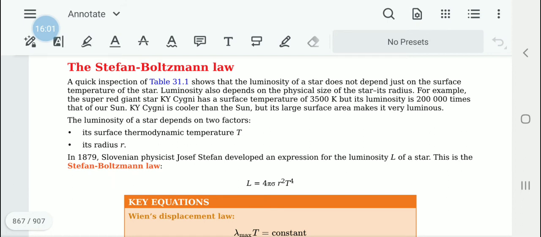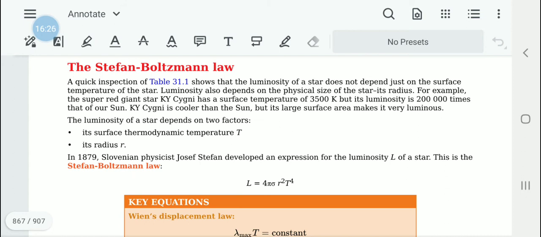So if we have properly understood this, it is not only the surface temperature of the star that the luminosity is going to depend on. It will depend on the physical size of the star. That means its radius is going to have an effect on that.